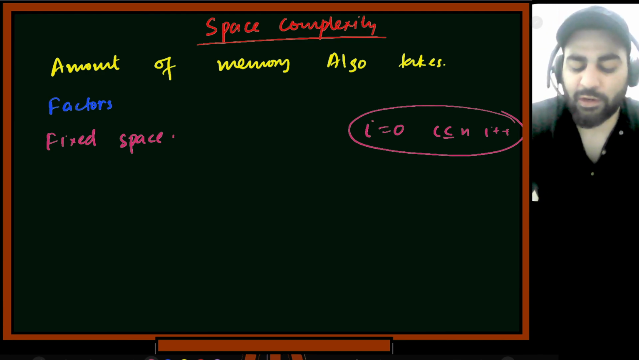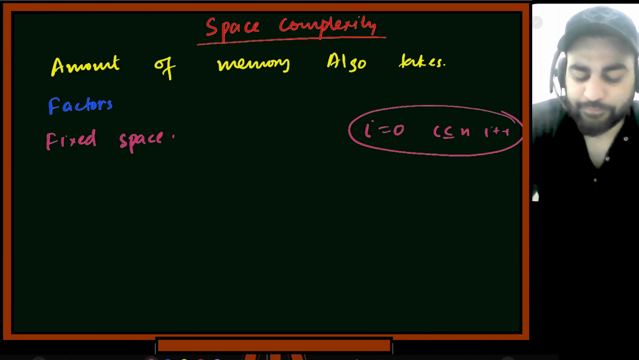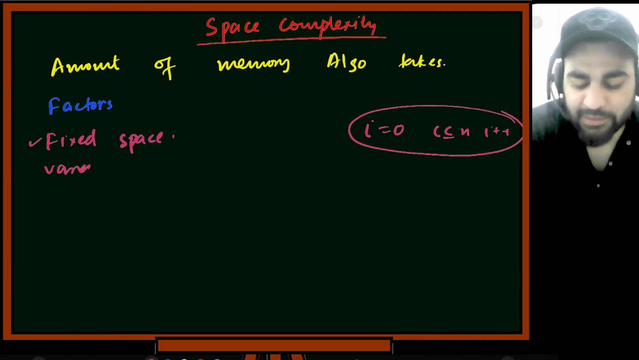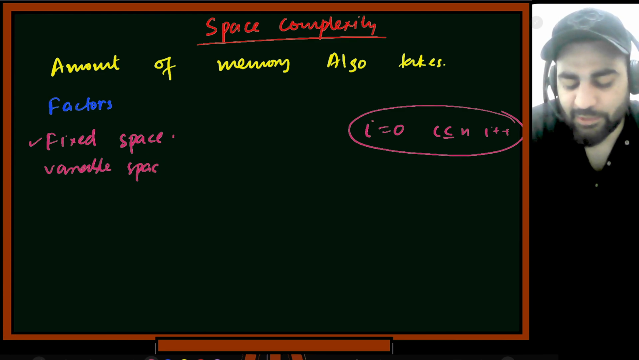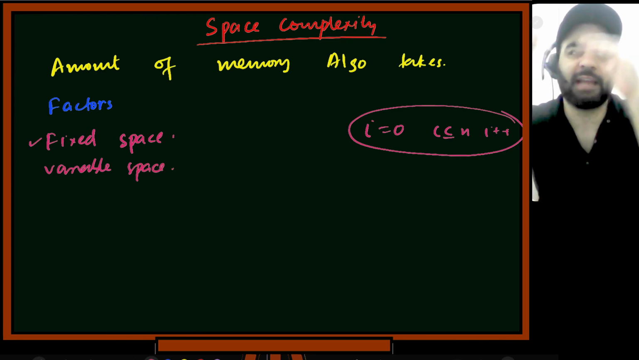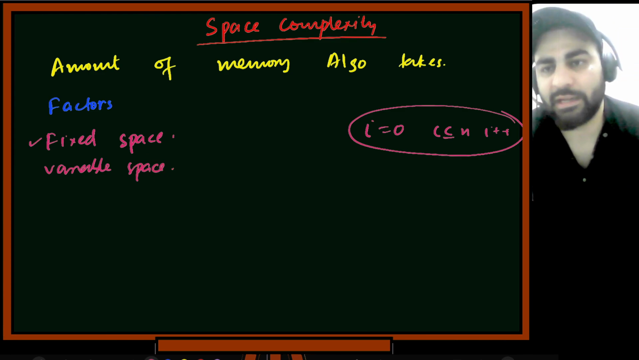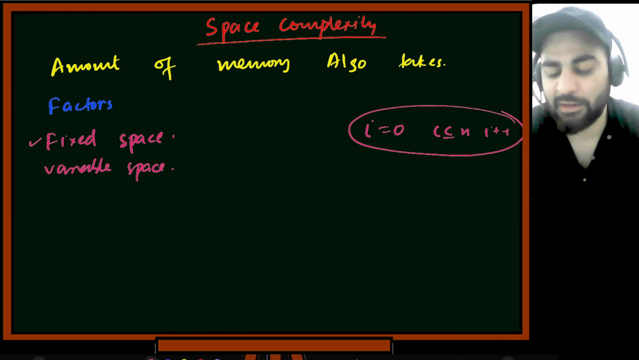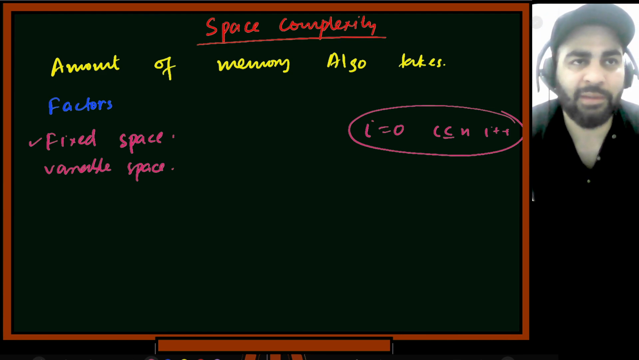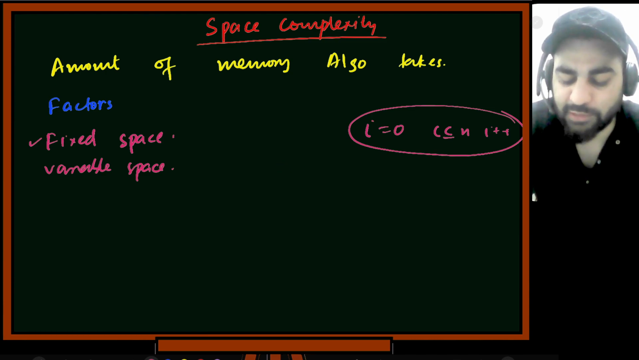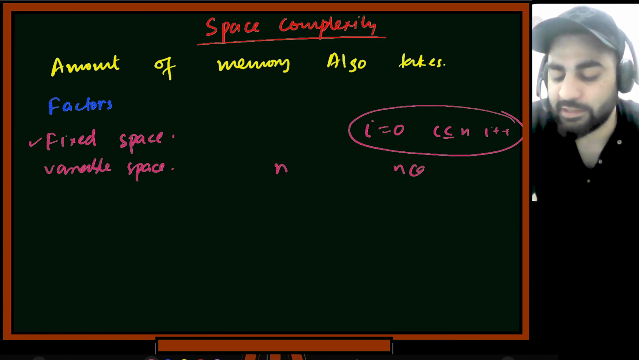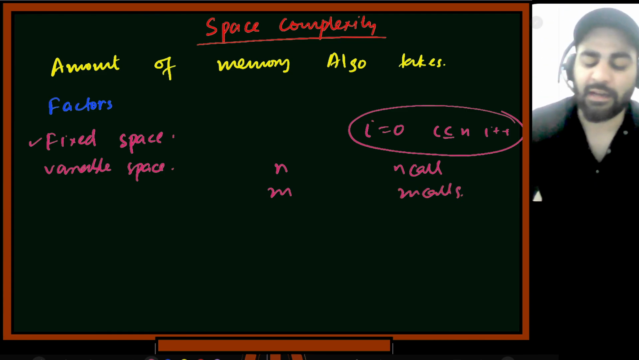Then we can have variable space. What is variable space? Let's say if it's a recursive algorithm, it will take stack space, so it will have to make a lot of function calls. If it runs on n input, it will have n calls. If it runs on 2n input, it will have 2n calls, something like this. So you see that based on the input.